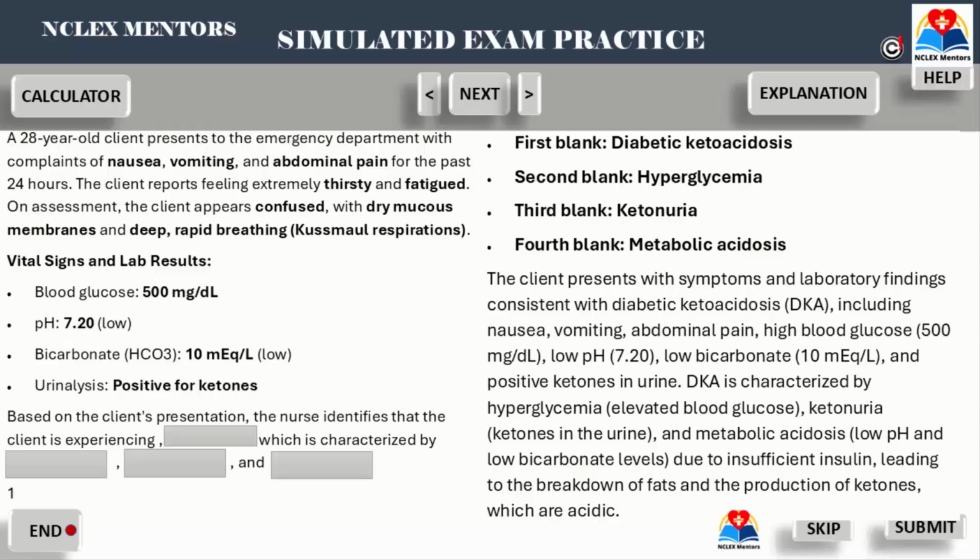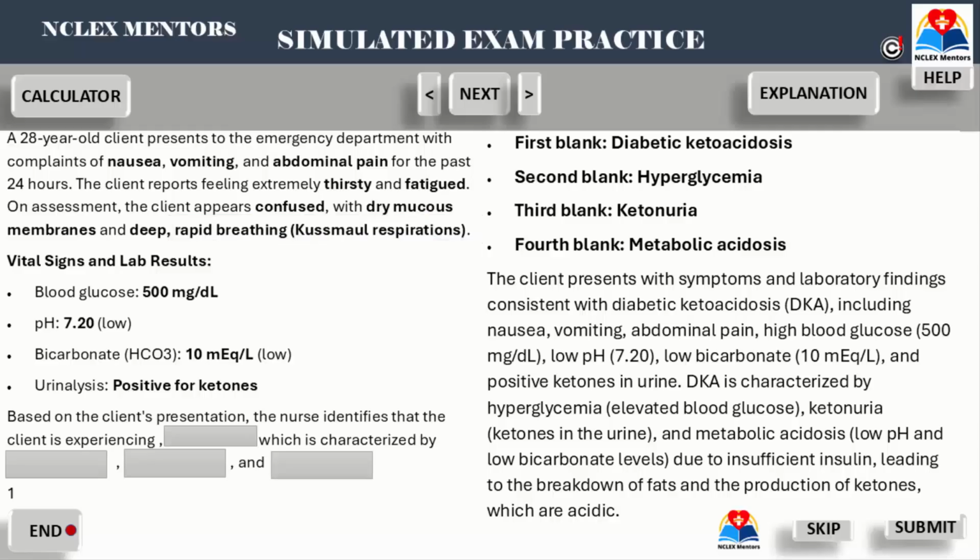Why do these symptoms happen? The nausea, vomiting, and abdominal pain? That's the body reacting to the toxic effects of high ketone levels. The extreme thirst? That's dehydration caused by excessive urination as the body tries to flush out extra glucose. The confusion? That's due to electrolyte imbalance and the brain struggling to function in this acidic state. And those distinct Kussmaul respirations? That's the body's desperate attempt to correct the acid buildup by breathing out carbon dioxide.